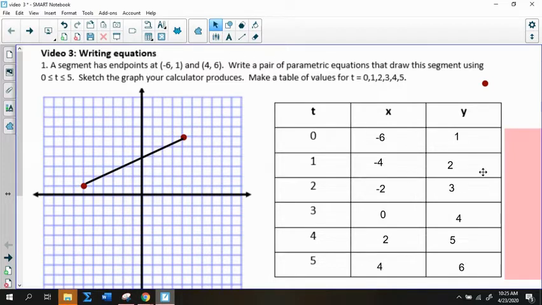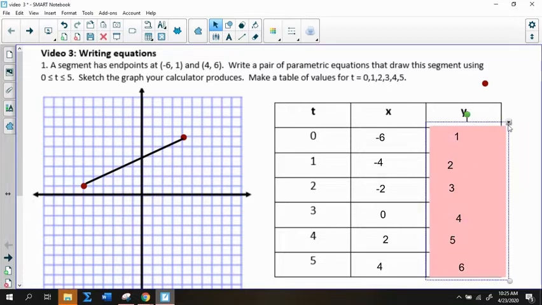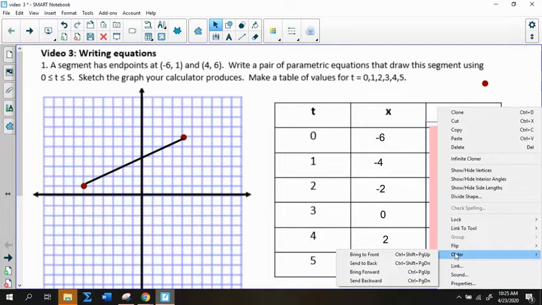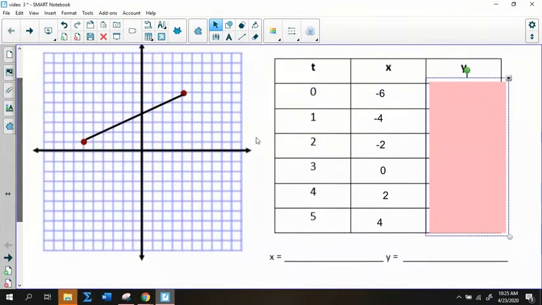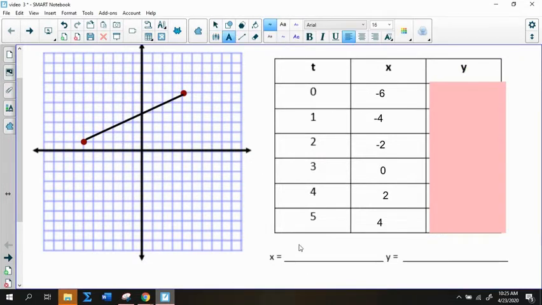Okay, so we need to make two different equations. We need to make an x equation in terms of t and a y equation in terms of t. So I find it kind of helps me if I try to cover up the data. Okay, so we're just going to look at x in terms of t here. So when I look at this, I see that the x's are going up by 2s, the t's are going up by 1s, and the intercept is -6. So when I go to write an equation for this, it would just be x equals 2t minus 6.